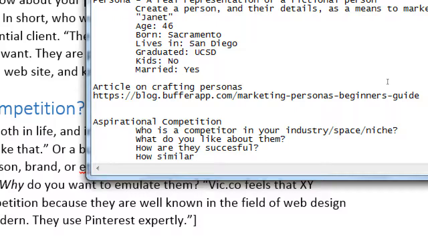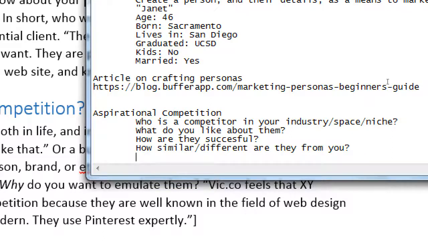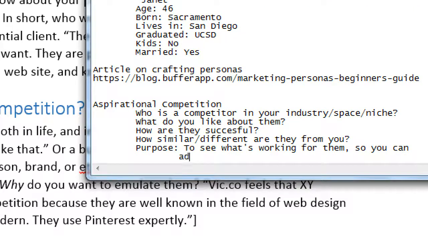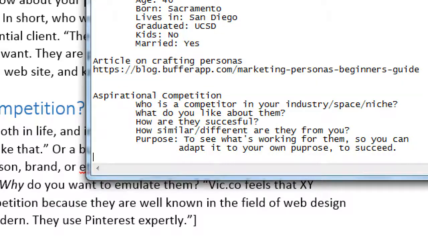How similar and different are they from you? Purpose. To see what's working for them so you can adapt it to your own purpose to succeed. It's a variation of competitor analysis.